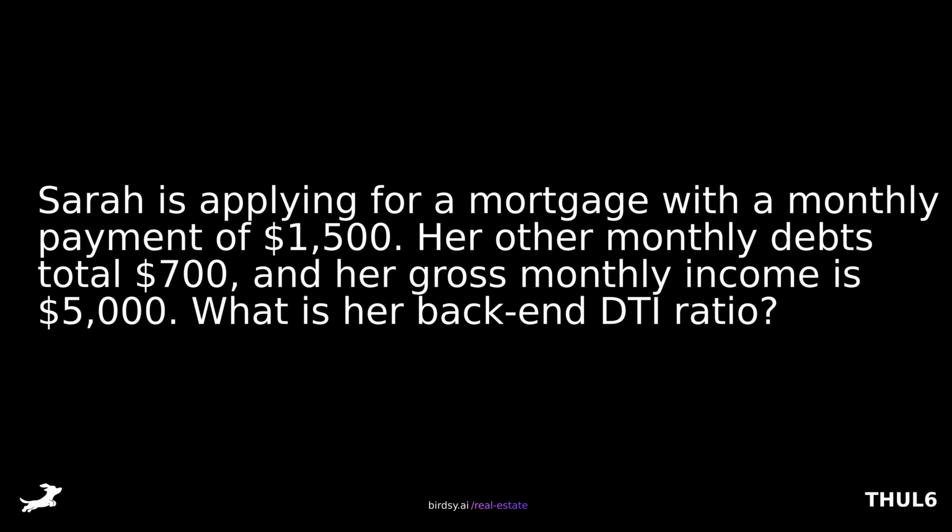Sarah is applying for a mortgage with a monthly payment of $1,500. Her other monthly debts total $700, and her gross monthly income is $5,000. What is her back-end DTI ratio?